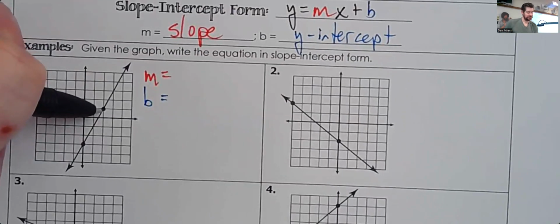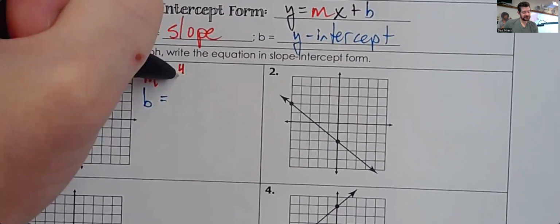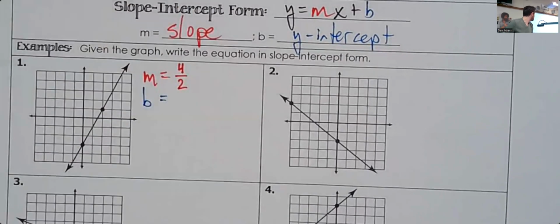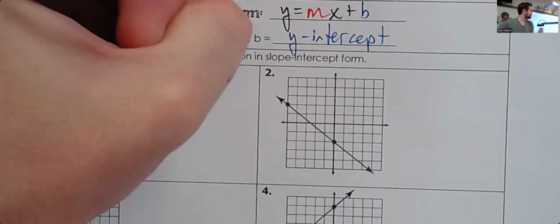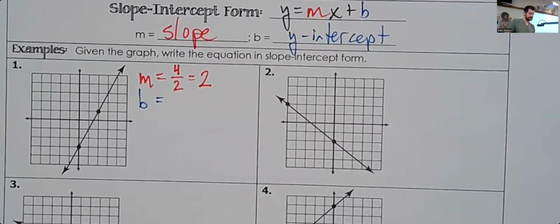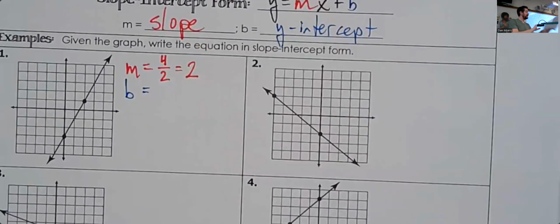4 over 2. Rise over run would be 4 over 2. Up 4 over 2. What does that reduce to? 2. Good. So the slope is 4 over 2, which just equals 2. So we have a slope of 2.